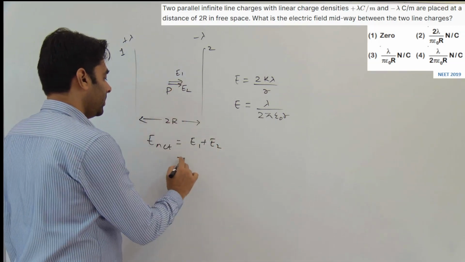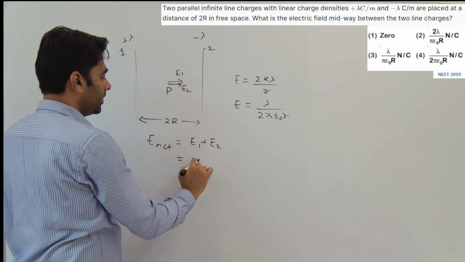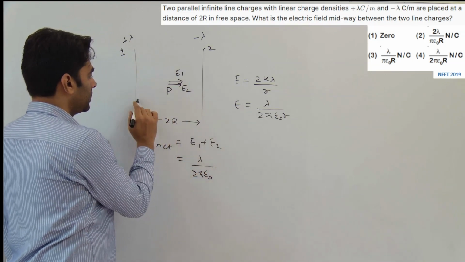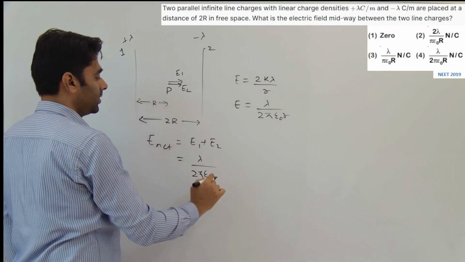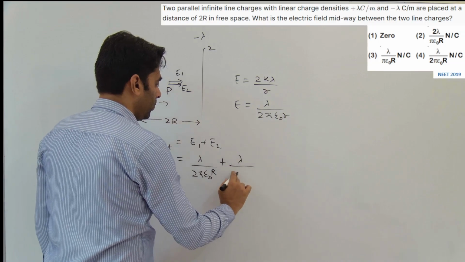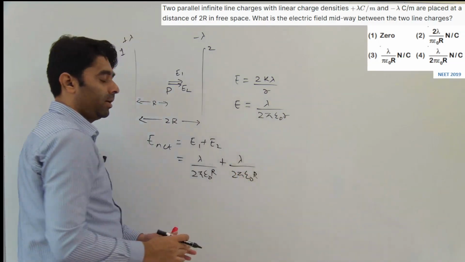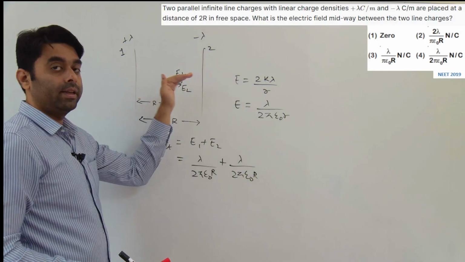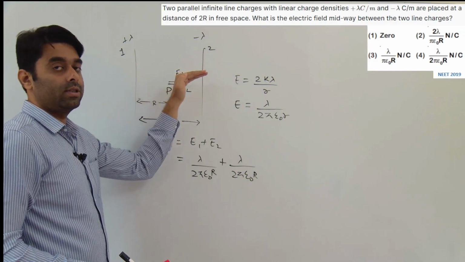Now let us write down E1 and E2. E1 is due to the positive one, it will be lambda by 2 pi epsilon naught r, where the separation is r because it is the midpoint, plus lambda by 2 pi epsilon naught r. Some may get confused: sir, why did you take lambda, why not minus lambda? Because I already considered the effect of the negative charge, which is towards the line wire.